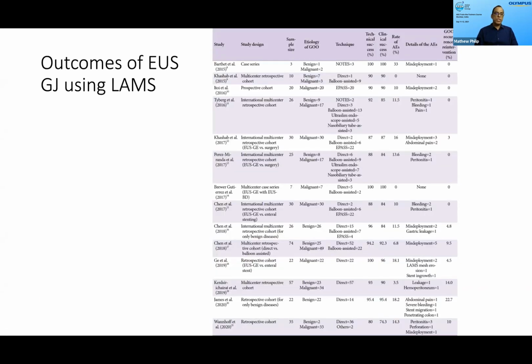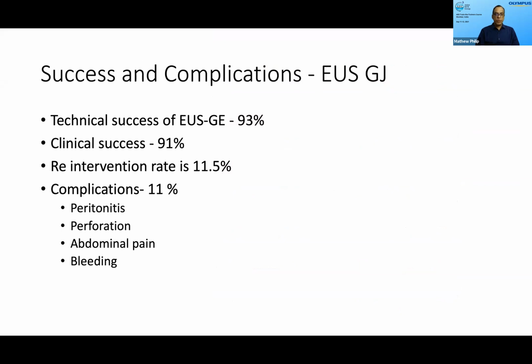So what are the outcomes of EUS-GJ using LAMS? There are umpteen number of studies coming out. Though the initial numbers were small, now we have got meta-analyses, which show that almost all the studies have shown technical success and clinical success, the rate of complications is low and the success is much higher. The overall technical success is almost 93%, clinical success is 91%. Re-intervention is required in a small group of patients, but when you compare with the newer studies and information, it is much less.